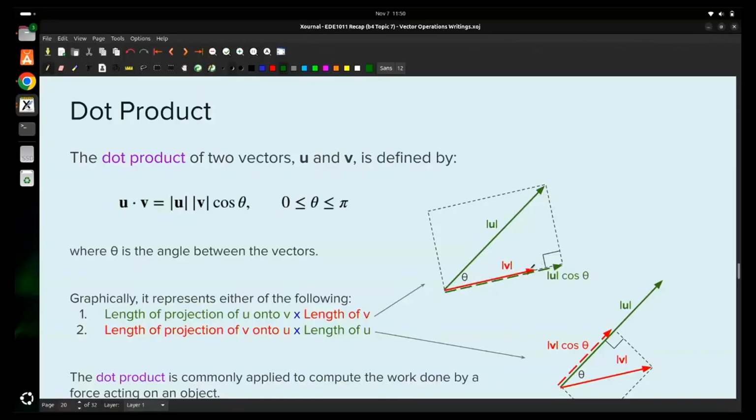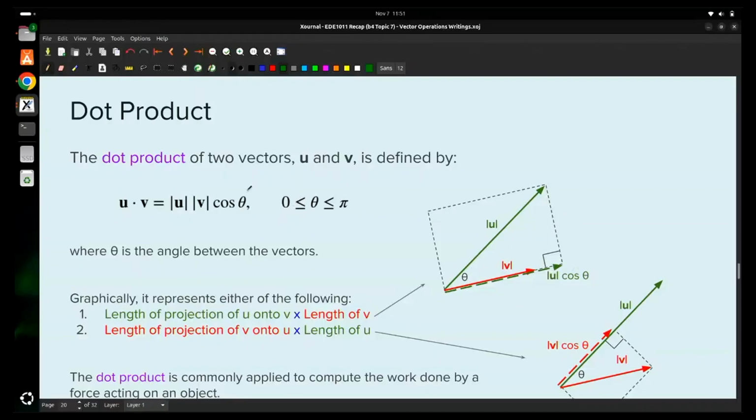So what's the dot product? Dot product is just defined as the magnitude of u times the magnitude of v times cosine theta. Very simple. I just take the lengths of u and v, multiply together, and then I have a cosine theta here. Can you see cosine theta? But what is actually the graphical, or geometrical, understanding?